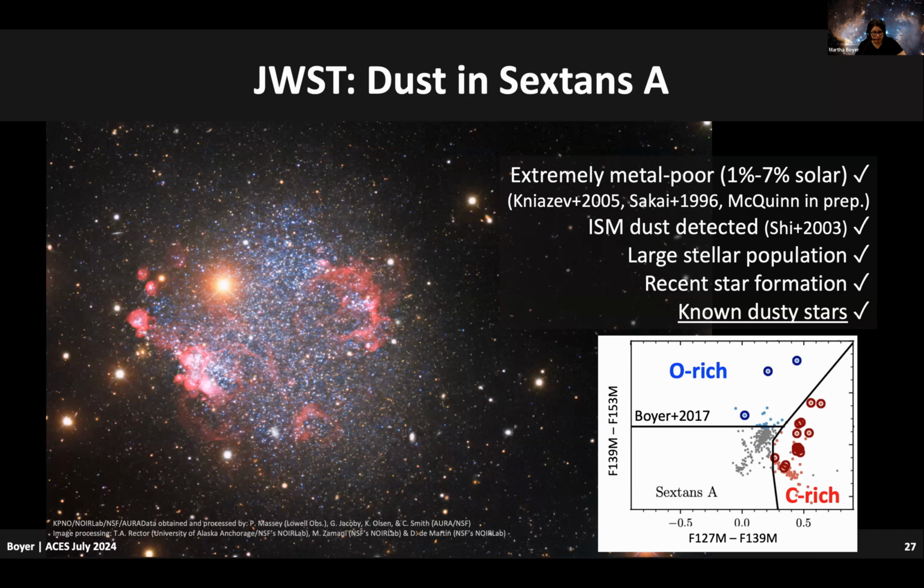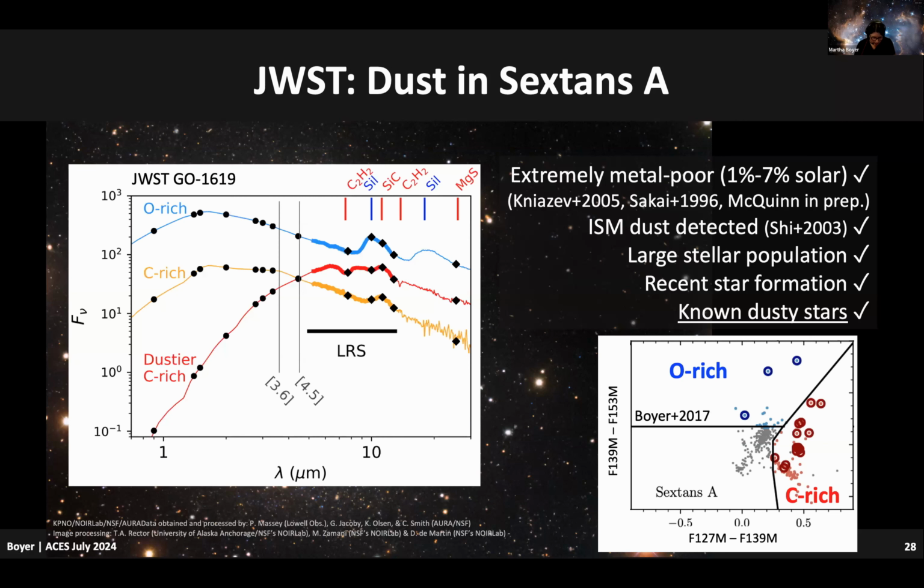We know it has a large stellar population, so we can get some good statistics. We know it has recent star formation, so the stars are about the right age for AGB stars. And we know it has some dusty stars, including some of these oxygen-rich dusty stars that we saw in Hubble and Spitzer. So this is that same plot that I showed a few slides earlier. And these three stars in particular are the ones that we're interested in. But of course, we actually have a much bigger field of view here, so we have more than what we saw with Hubble. So what we decided to do was basically throw everything we've got at this galaxy.